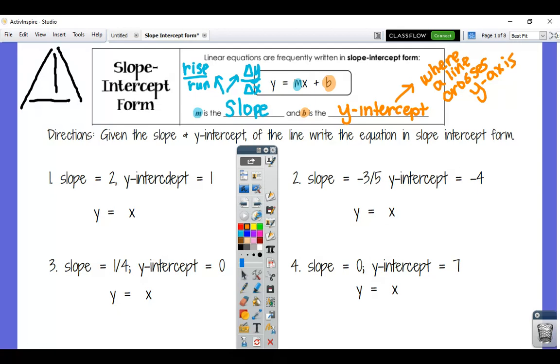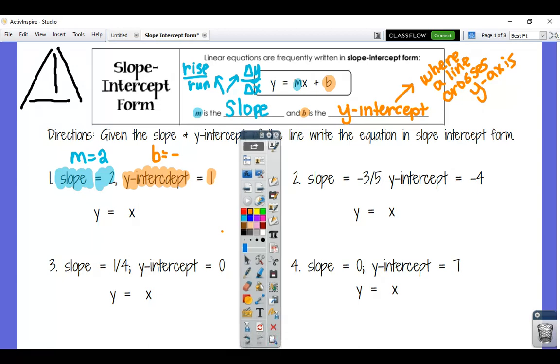All right, so given the slope and the y-intercept of a line, we're going to write the equations in slope-intercept form. They're telling me that my slope is 2. Well, we know that m stands for slope, so this means that m is equal to 2. They said my y-intercept is 1. So I know that b stands for my y-intercept, so that means that b is equal to positive 1.